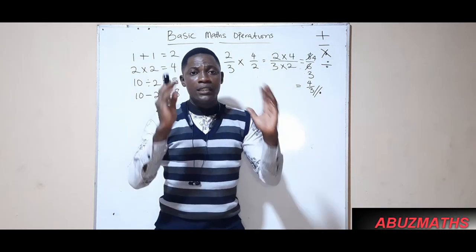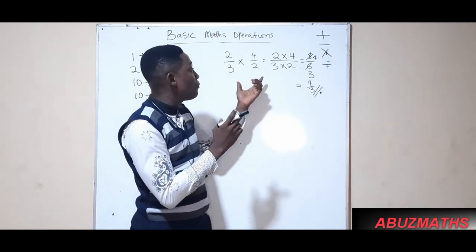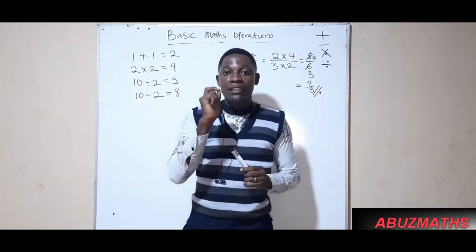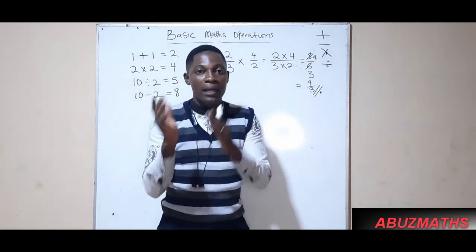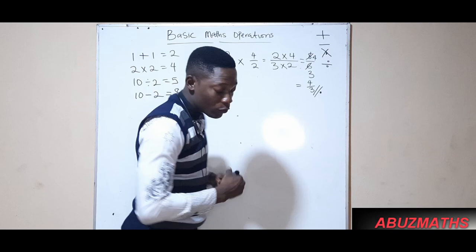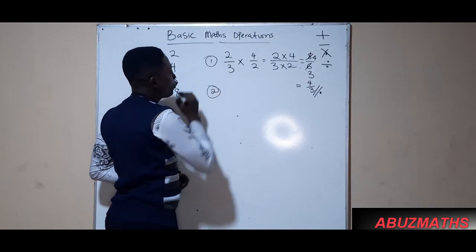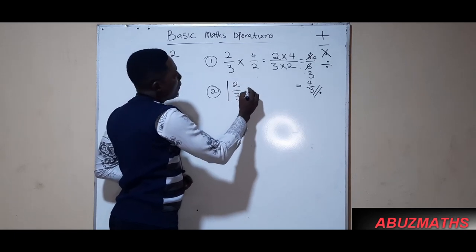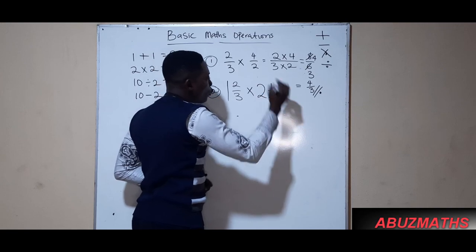Very, very simple. Now let's apply this same method to another type of fraction, which is the mixed fraction. Now, a mixed fraction is a fraction that has both a whole number and a fraction attached to it. So let's look at this example. This is example number 1. So let's look at example number 2. We say 1 and 2 over 3 multiplied by 2 and 1 over 2.